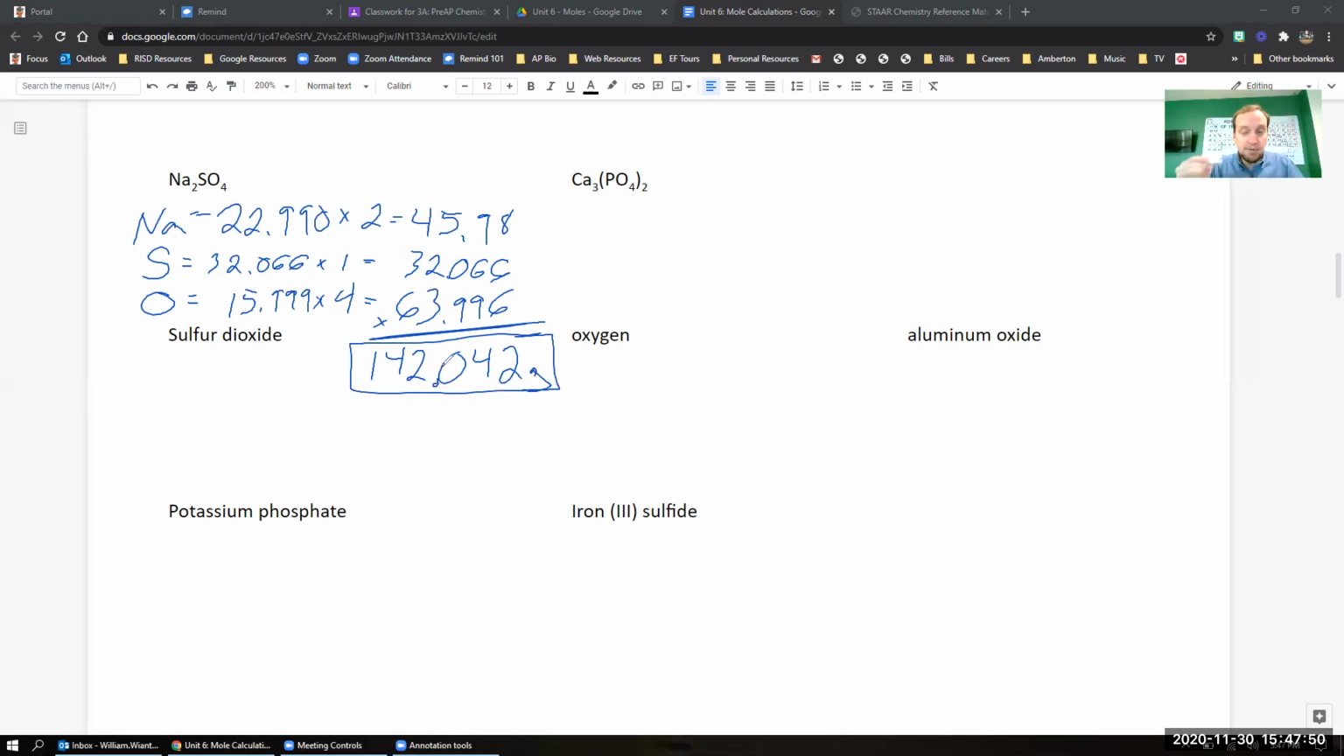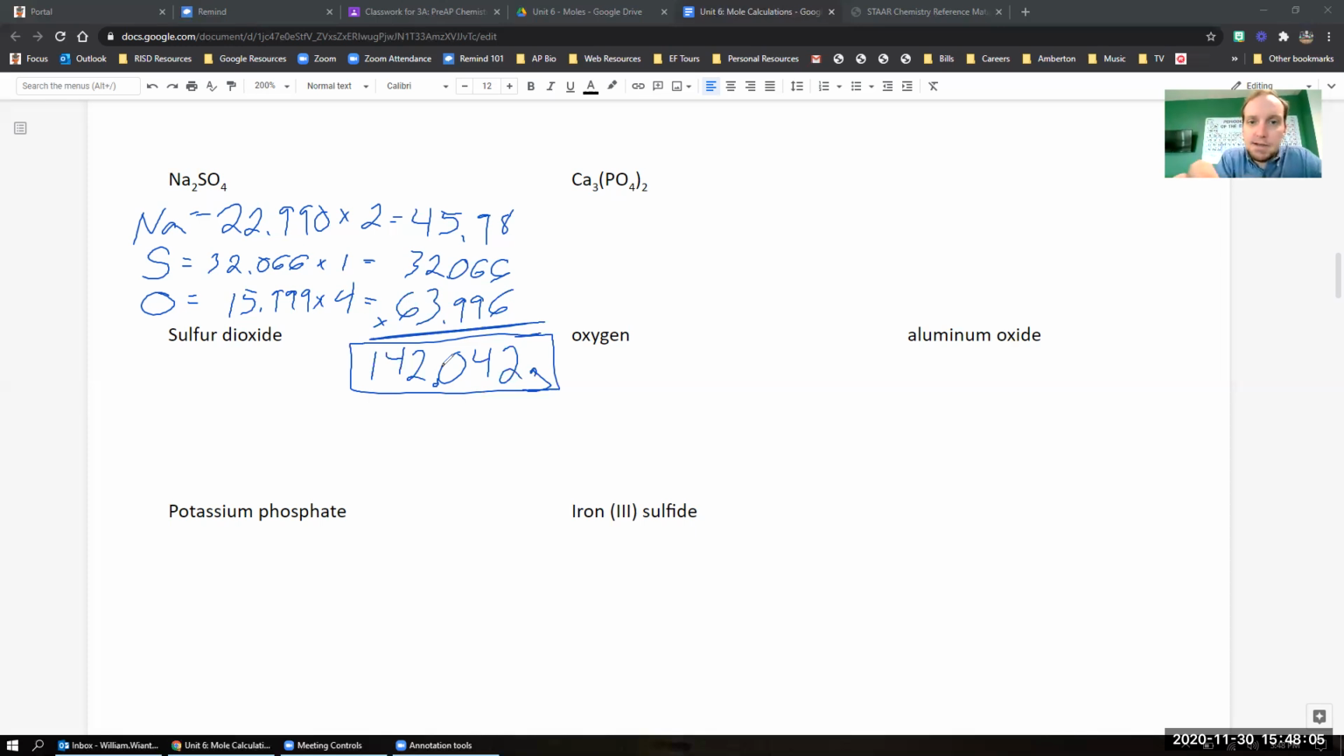Now, the reason why I'm adding from the bottom up is because I left the 63.996 in my calculator. I didn't clear it and then have to retype it in. Since I already had it as an answer, I just went ahead and added the two numbers above it. Just a little shortcut, if you will.